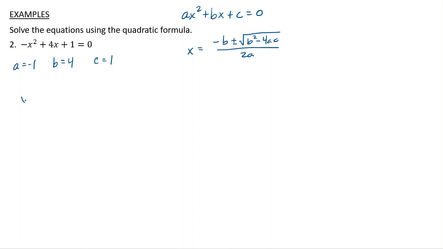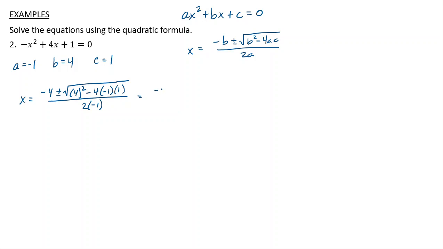And so we get here x equals negative 4 plus or minus the square root of 4 squared, which is going to be 16. And so I'd actually recommend here just going ahead and squaring that on your own if you can, so that you avoid any potential confusion there, especially when b is negative, which it's not in this case. And minus 4 times a is negative 1 times c is 1. And then that's all over 2 times negative 1.